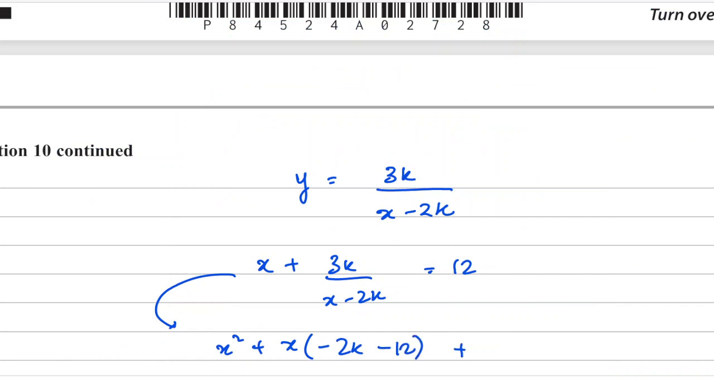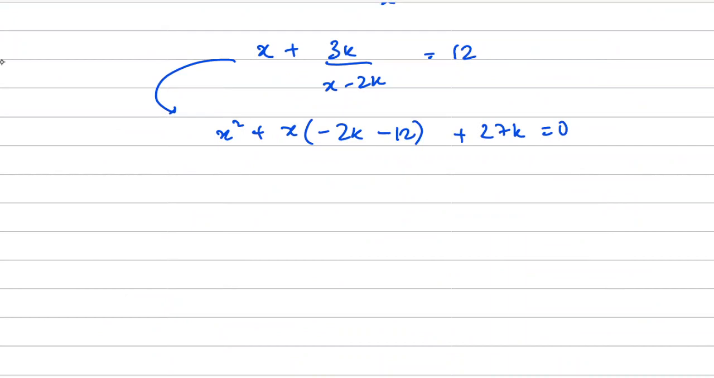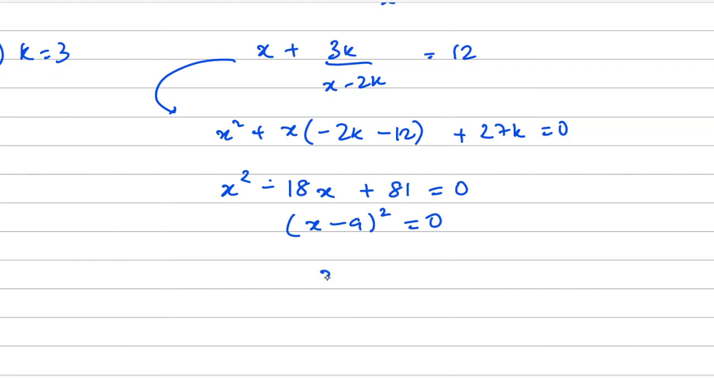plus 27k, right, is equal to 0. Okay, so for the k value, we have two values. One is 3. So if we are taking k is equal to 3, this is going to be x square, and this is going to be minus 6 minus 12, that is minus 18, plus 81 is equal to 0. When we solve it, we are going to get x minus 9 the whole square is equal to 0, or x is equal to 9.